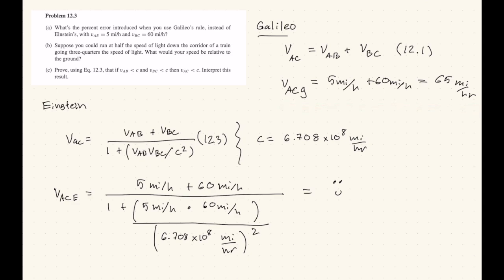Now, Einstein's is a little more complicated, but it's defined by equation 12.3. Note that to keep things simple, after a quick Google search, the speed of light in miles per hour is 6.708 times 10 to the 8 miles per hour. So, after plugging the values into equation 12.3, we don't get a number that's easy to express. So I left it as a happy face, but using Excel, we can keep it as is.